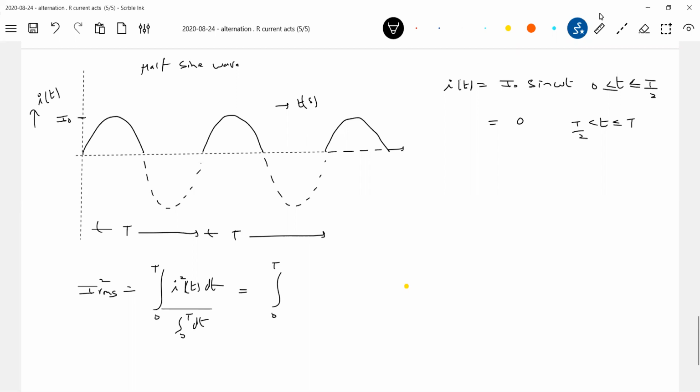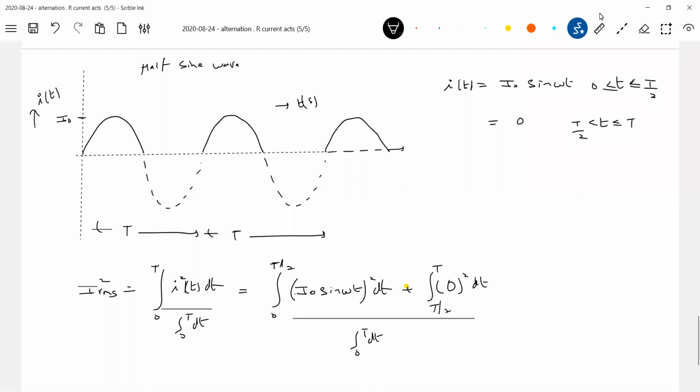Let me break up this integral. 0 to T by 2, the integral is I naught sine omega t whole square dt. The value of the function for the interval of time T by 2 to T will be 0. So is that okay now?